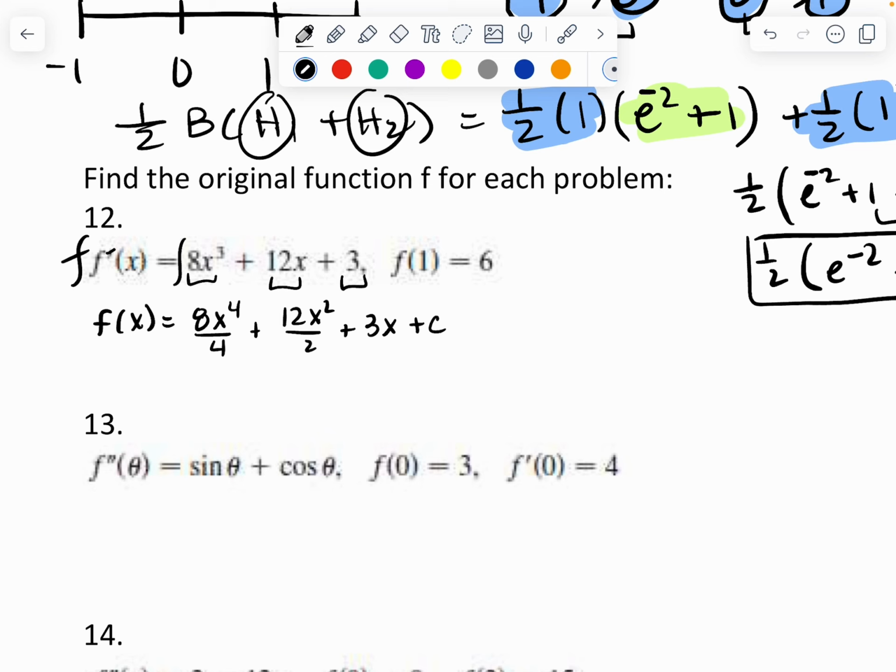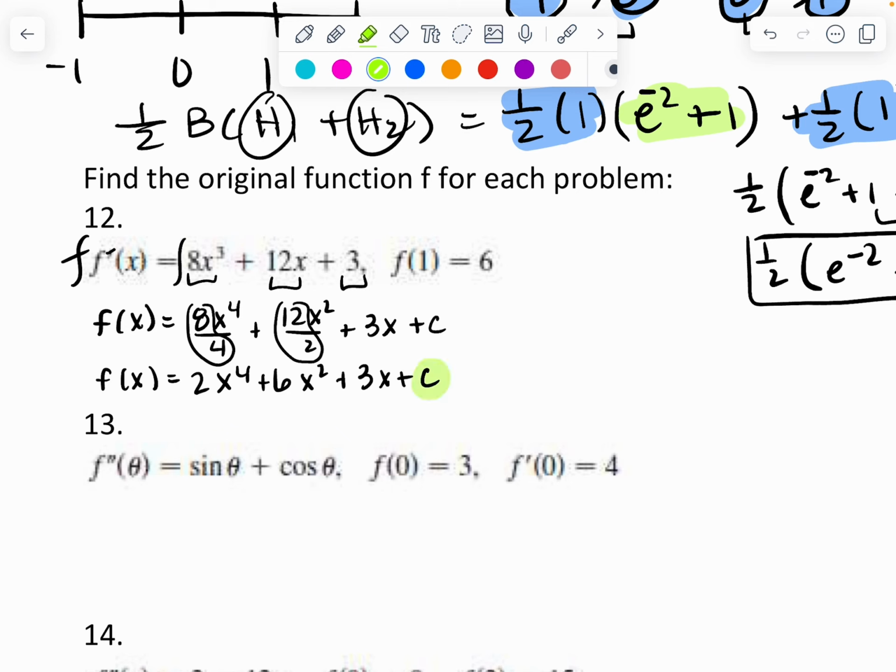Okay, let's do a little bit of cleanup. So I have f of x equals 8 over 4. That's going to give me 2x to the 4th. 12 over 2 is going to give me 6x squared. And then I have this 3x plus c. Okay, now look, I'm almost done. All I really need to do is find that c, and then I'm done.